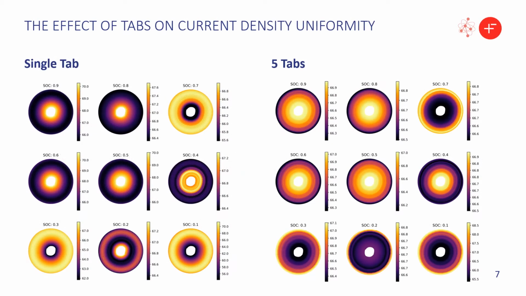The first results I'm showing here are the snapshots of current density at different states of charge. On the left, there is a single tab for each electrode, and on the right, there are 5 tabs for each electrode, spaced evenly throughout the layers. So the heterogeneity in current density is much greater for the single tabs, where the current has a further distance to travel between being collected and being distributed.